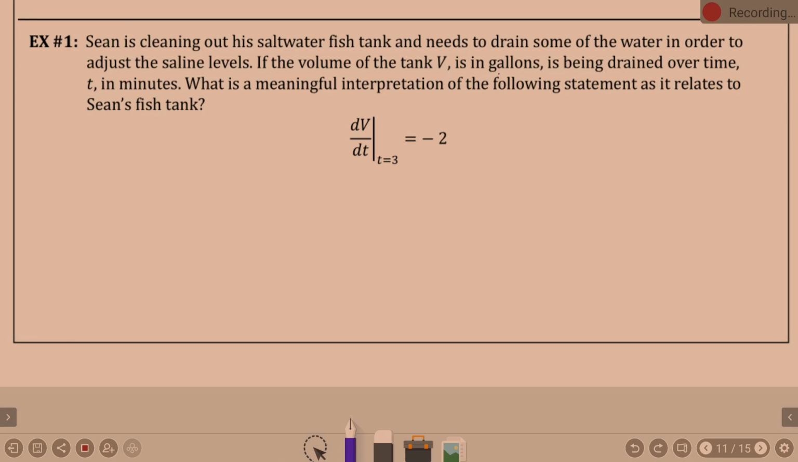Okay. So my wording is: at 3 minutes, the fish tank is being drained at an instantaneous rate of 2 gallons per minute. But, here's the deal. We need to hear that word rate in there. That is a key word to expressing this. So, however you want to write it. At 3 minutes.